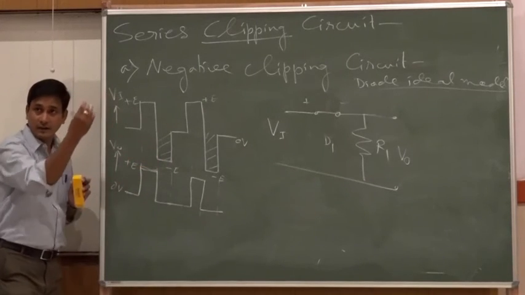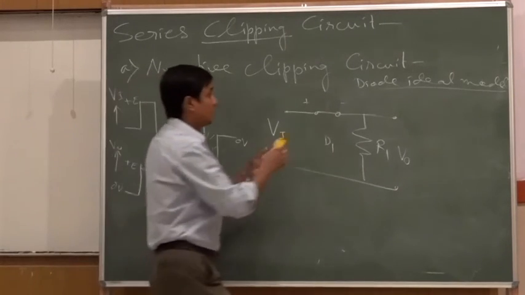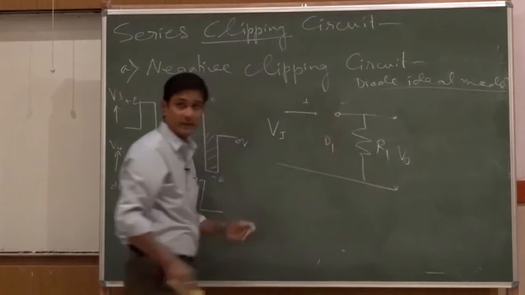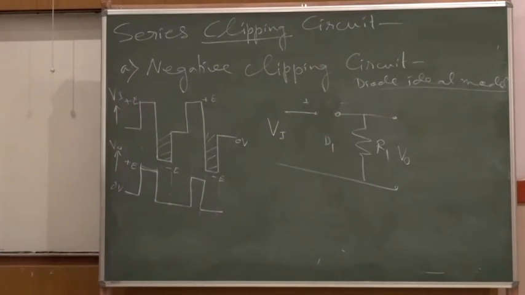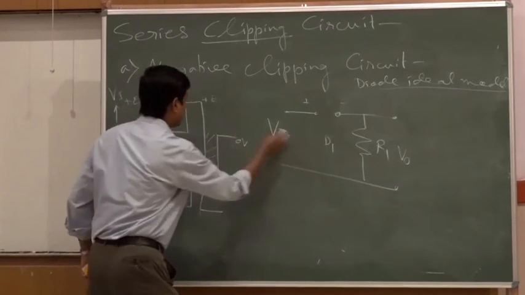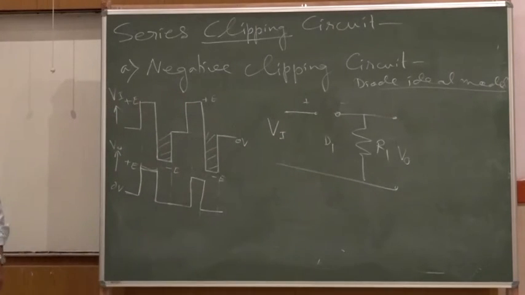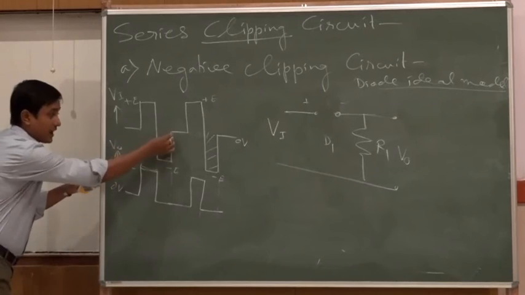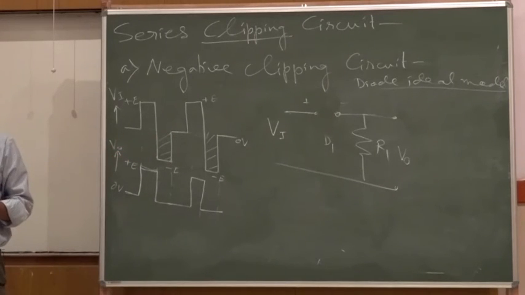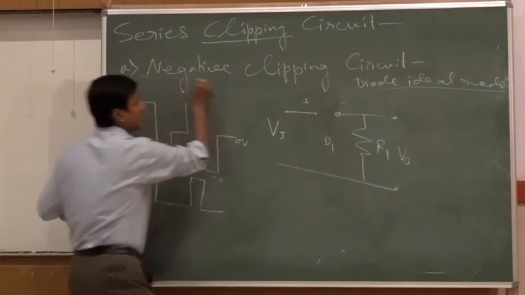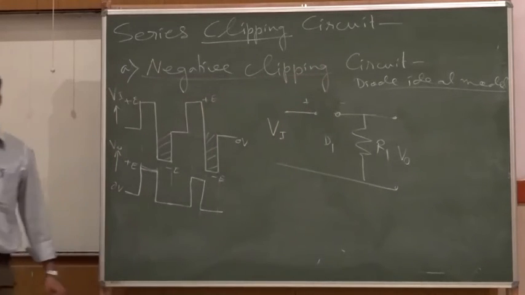Then the time it goes to the negative, that means less than 0 volt across the diode, that is an open circuit, and no current is flowing through it. What is the voltage there? 0. So this circuit can easily do this job, where the negative part of the waveform is clipped off. So this will be called a negative clipping circuit, because it is clipping the negative part.